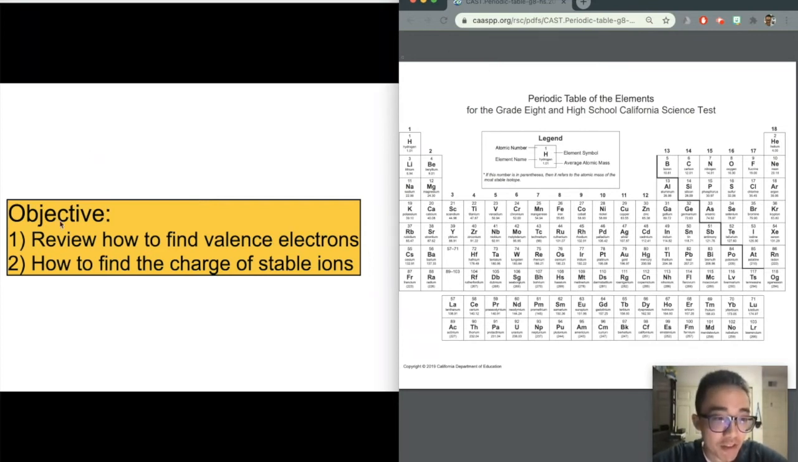Today's objective is two things. One, we're going to review how to find valence electrons, and two, we're going to determine how to find the charge of stable ions. So feel free to skip to part 2 if you already know how to do part 1.